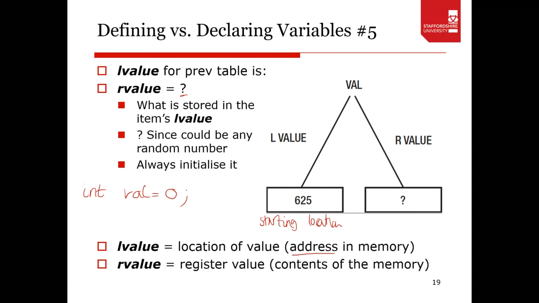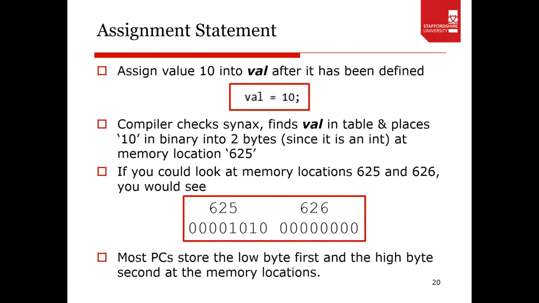Yeah, I've got a real delay in seeing the comments today for some reason. Okay, so we've got a 0. However, on the next slide, we've assigned it a value of 10. So val, after it's been defined, is 10.